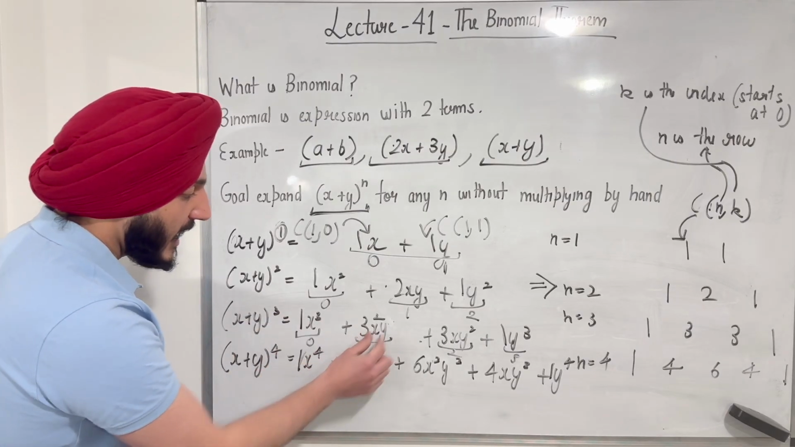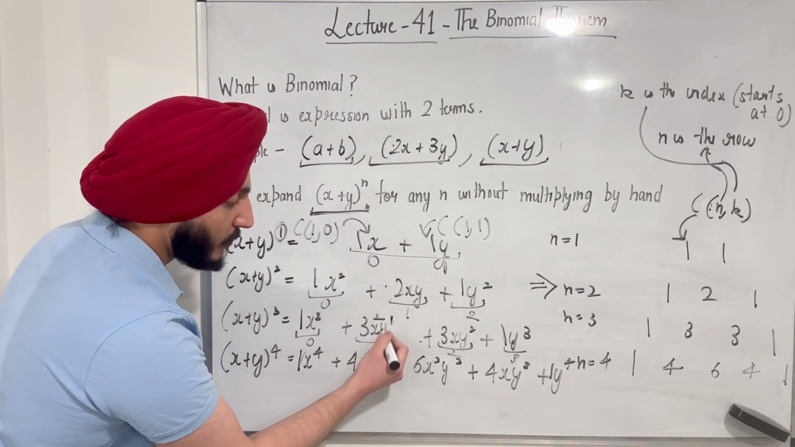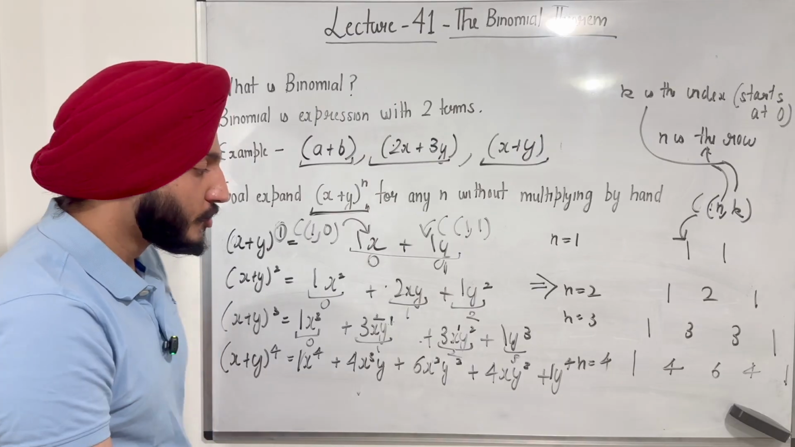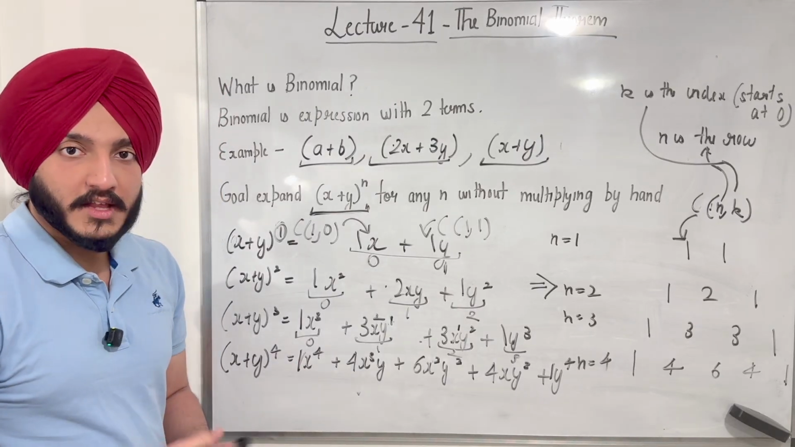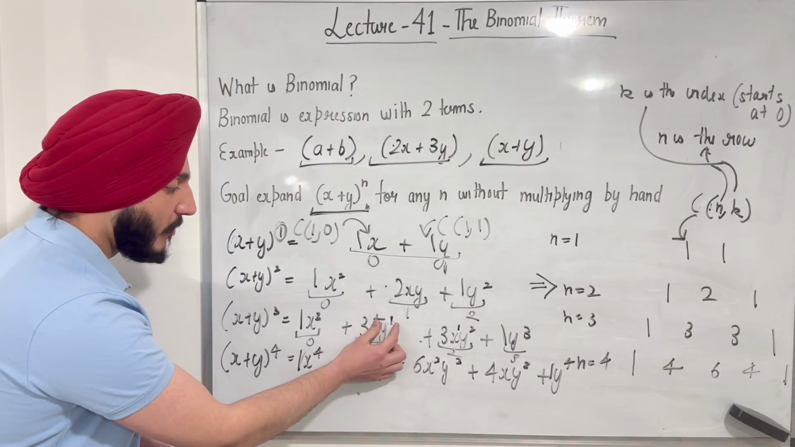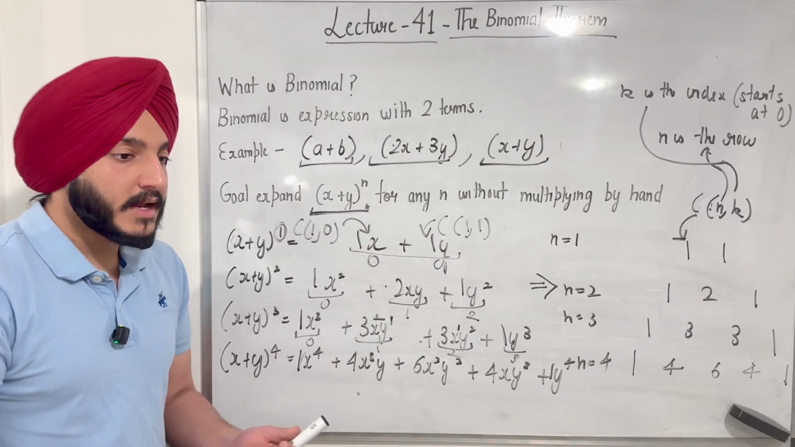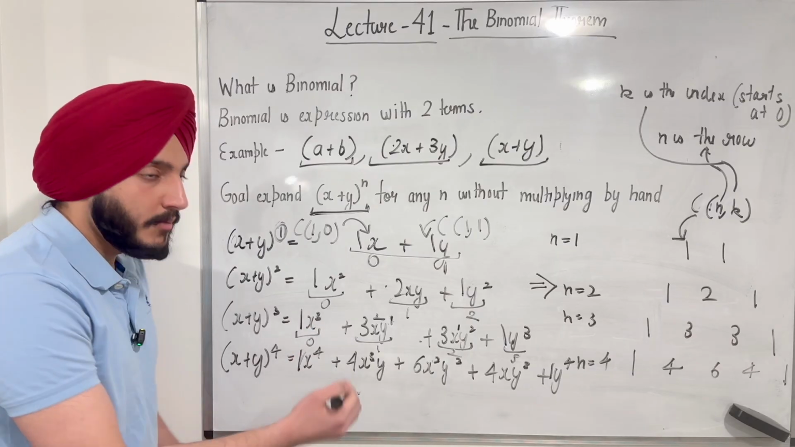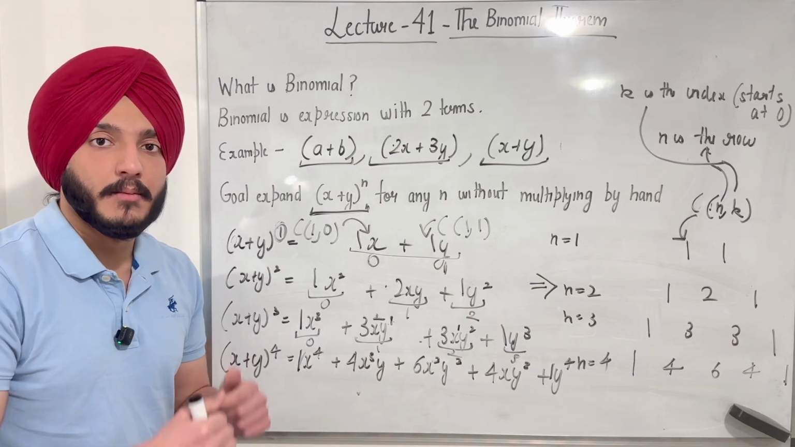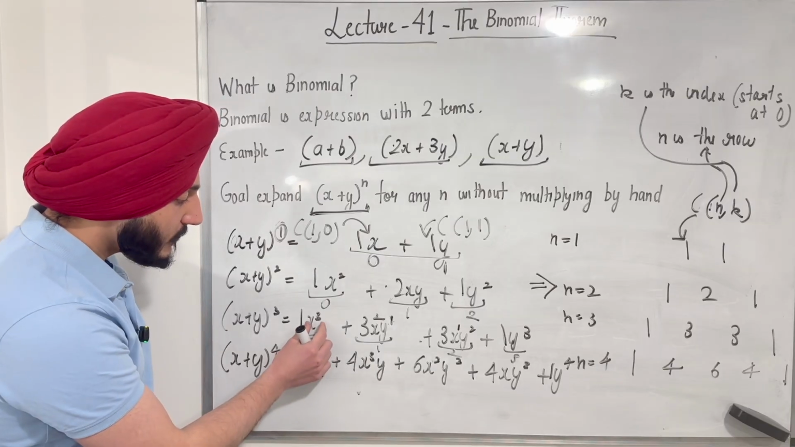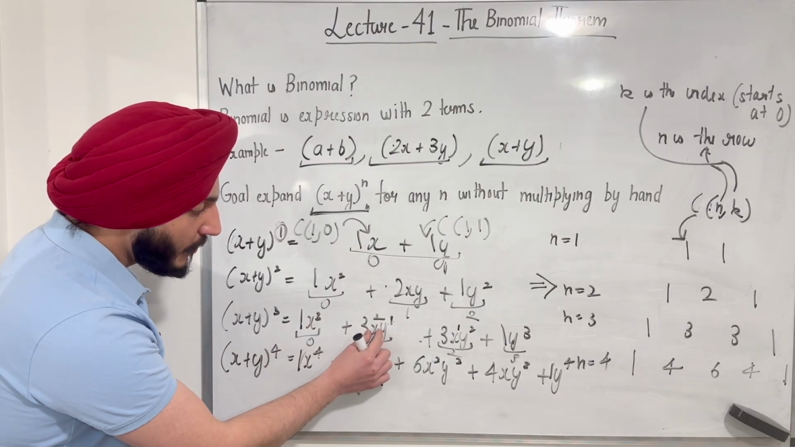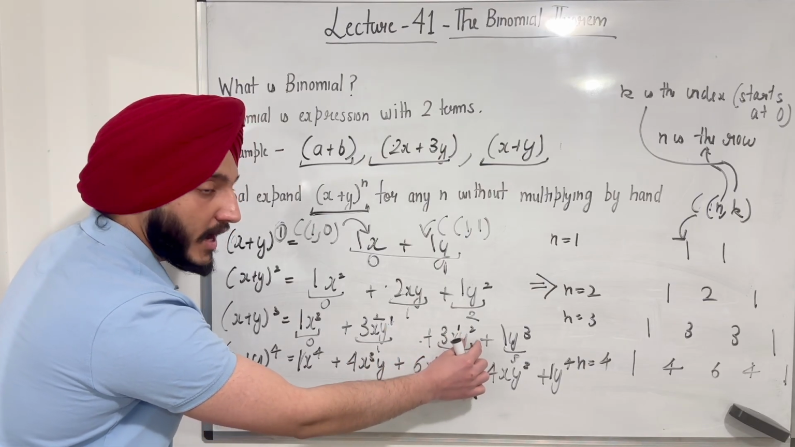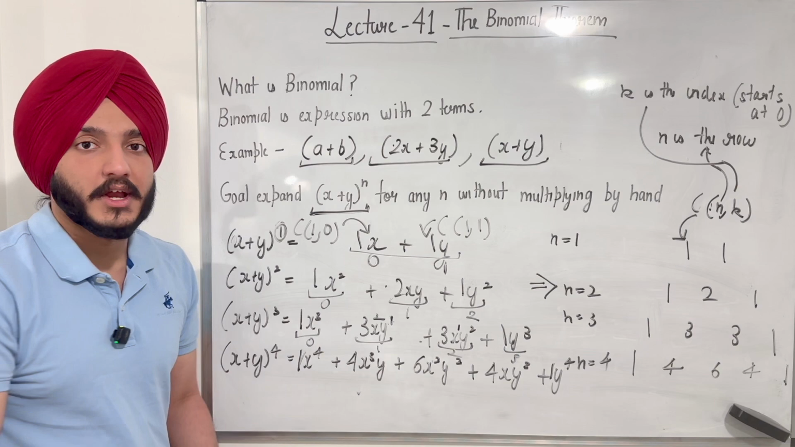So x cubed is 3, x squared y is 2 plus 1 equals 3, x y squared is 1 plus 2, 3, and y cubed is 3. So the first thing I notice is that the powers always sum to n. And the second thing is that I start with x to the power of n, and then I keep reducing the power of x and multiplying in more and more y's. So I started with x cubed, reduced 1x and added 1y, reduced another x and added another y, and that's what keeps happening again and again.